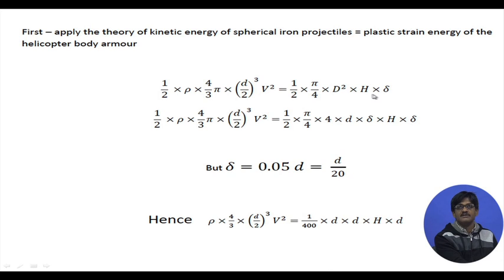Okay. So, this is the full expression, and after that I think we have introduced some simplifications like d square. We already know d square is equal to 4 into d into delta. This we have done so many times. So, we are quite conversant with this, but now we are introducing the condition which has been provided, that is delta can be replaced as 0.05 of the diameter of the spherical iron projectile. That is good. So, d by 20 is equal to delta.